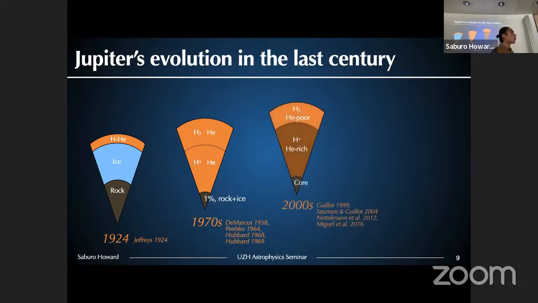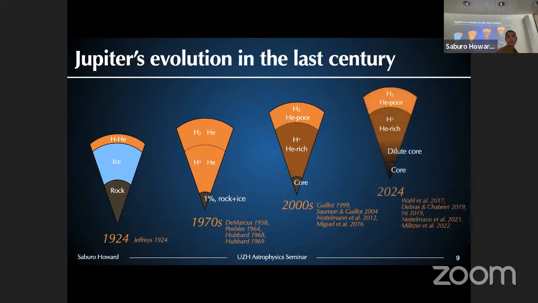Then appeared the so-called three-layer models, which is not very different from the previous model, except that now we have a helium-poor outer region above a helium-rich inner region. And this is thanks to work by, in particular, Stevenson, who showed that a phase separation between hydrogen and helium should occur, and this would lead to helium concentrating, forming droplets that will sink towards the deep interior under the influence of gravity. And the picture today has added a bit more complexity because we have now added this fourth layer of a dilute core.